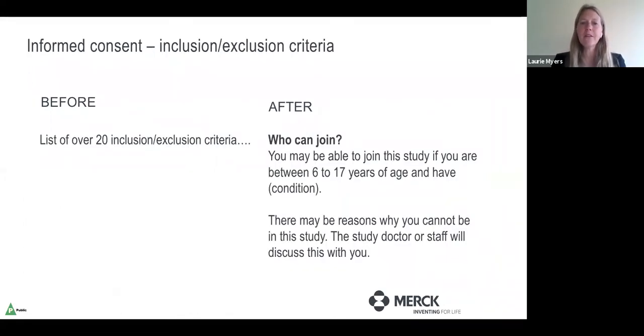Informed consent, and here's another example of how you can take something that's really overwhelming and summarize it into something much simpler. Instead of saying, here's the 20 inclusion exclusion criteria, you can say who can join. You may be able to join the study if you're between this age and have this. There may be reasons why you can't be in this study. Your doctor's staff will discuss it with you, right? People understand that, and it's much more approachable, and people will be truly much more informed. Next slide.